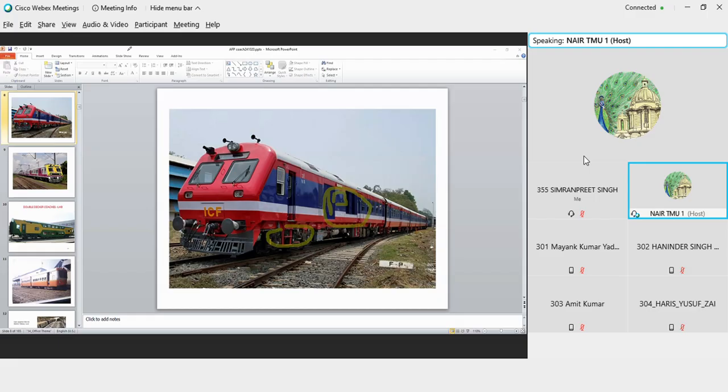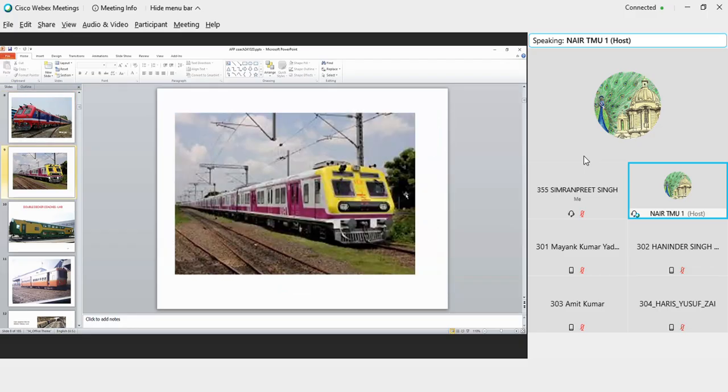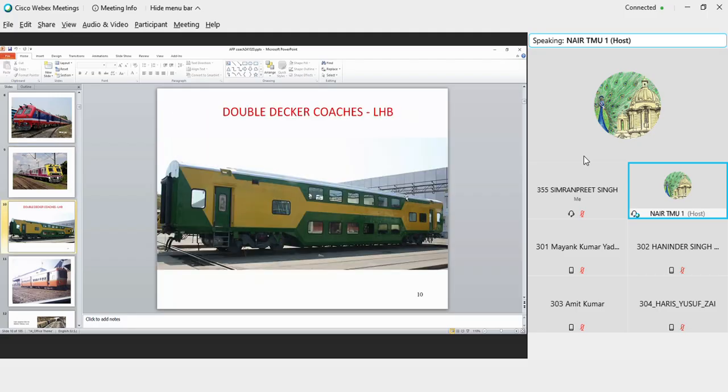This is an example of a diesel electric multiple unit. This is a MEMU or a mainline electrical multiple unit, something similar to DEMU. Only thing is it is working on traction. The DEMU was working on diesel. This is one of the variants which was launched in the AC version. This is a double-decker coach. This has been running at a number of places.